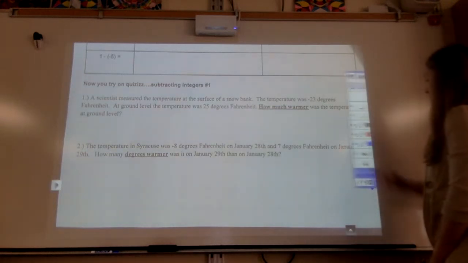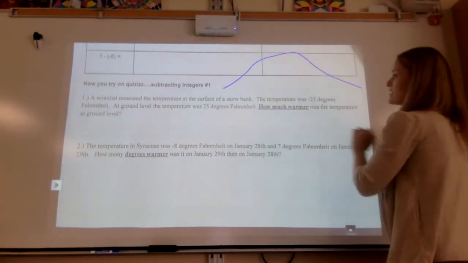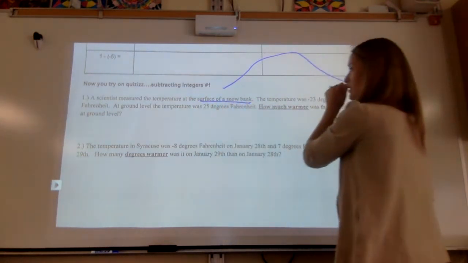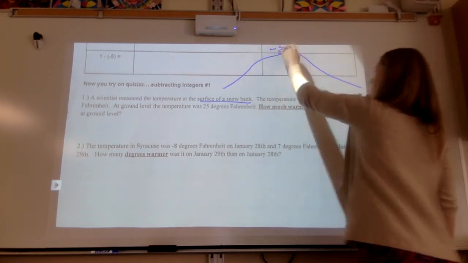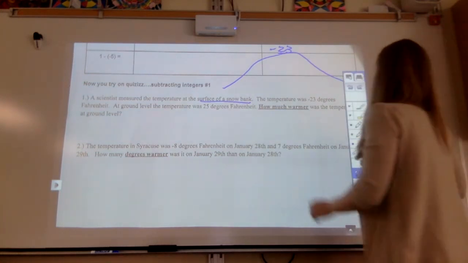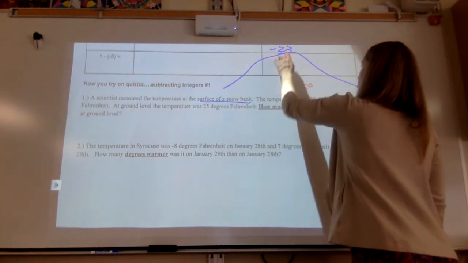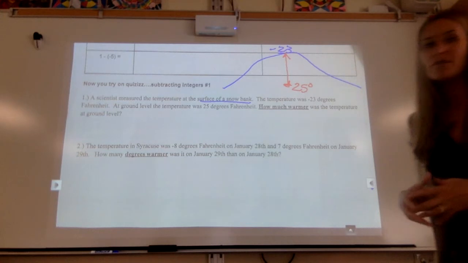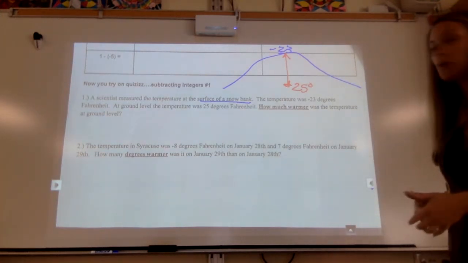All right, so again, sometimes it is helpful to draw a picture. So we've got a snowbank, right? And it says the temperature at the surface of the snowbank, so maybe up here, was negative 23. And then it says at ground level, the temperature was 25. So down here it was 25 degrees. So we're kind of measuring from here to here, right? How much warmer was it at ground level? So remember, the ground kind of maintains heat, right? Because it's underground. Think about all the animals that burrow underground.